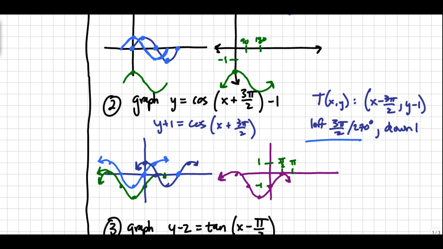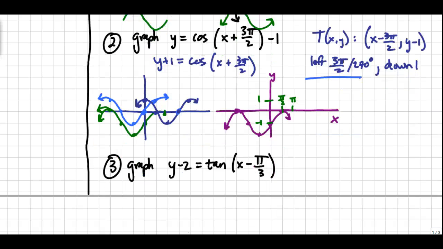Another thing to keep in mind here is that this should stop there. I made it a little bit too high on that particular graph. And then also just make sure you label x and y. So there's a graph of cosine of x plus 3 pi over 2 minus 1, the purple graph there.